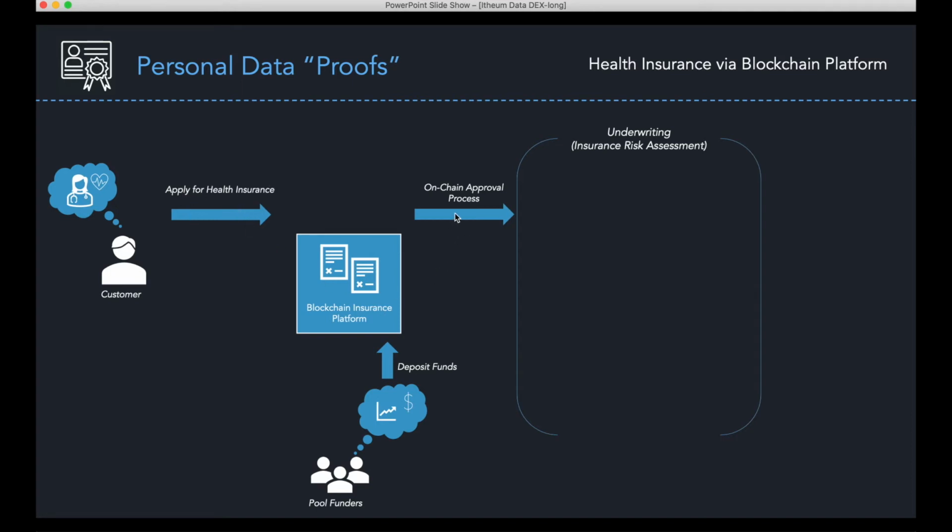And again, we need to do some sort of DAO governance to assess the risk of this person from a health insurance perspective. So we go to an on-chain approval process. In the real world, in the insurance industry, this is called underwriting, where they're looking at your insurance risk or your applicant's risk.